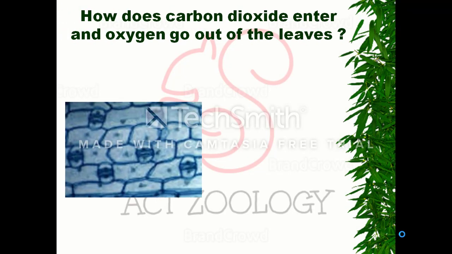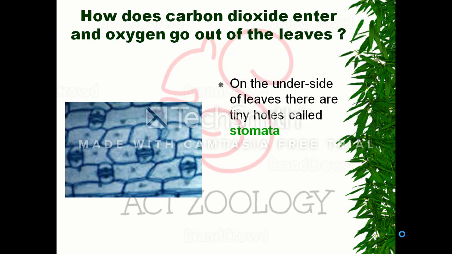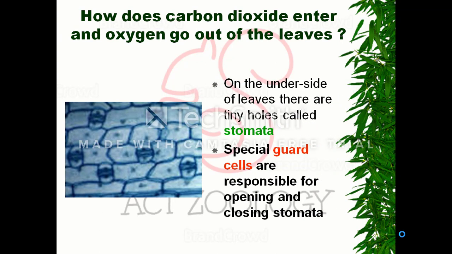How does carbon dioxide enter and oxygen go out of the leaves? On the underside of the leaves, there are tiny holes called stomata, or stoma. Special guard cells are responsible for the opening and closing of the stoma. If we see a tear of a particular leaf, it contains a stoma or stomata. The opening and closing of the stomata depends upon these guard cells. During the process of transpiration, when the stomata open, there is loss of water from the leaves.